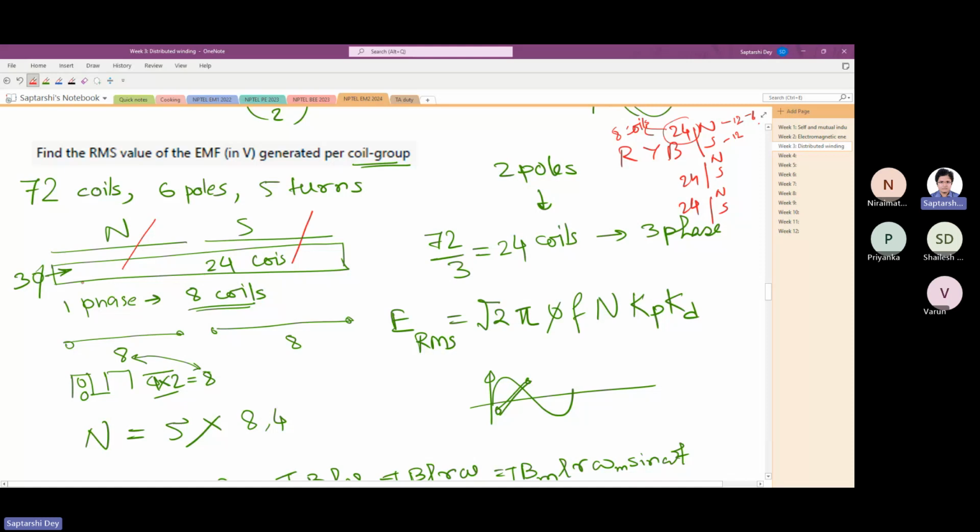Now per phase, there are 8 coils under these 2 poles. 8 coils under these 2 poles. So 8 goes out from here and 8 comes back. Yes. Then it should be 8, right, per phase.